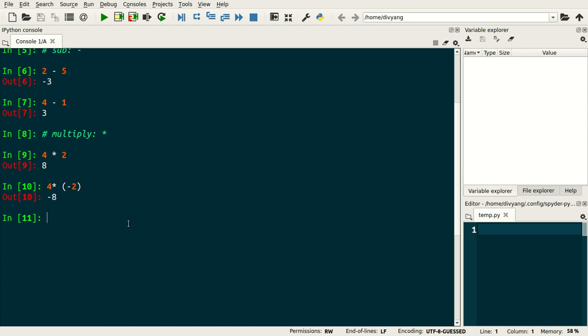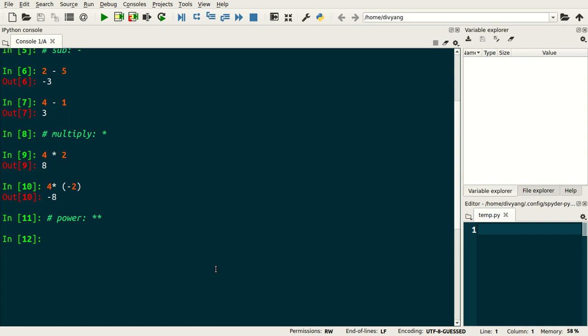Now the next thing is power. For example, you want to write some expression like x raised to 2, which is x square. Then using this double star symbol you can write that.